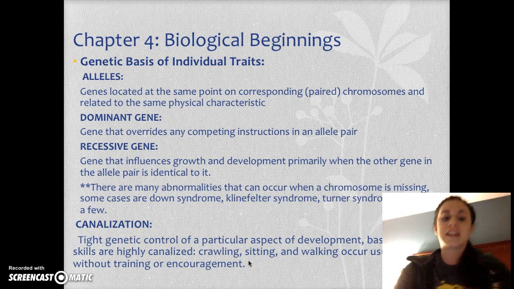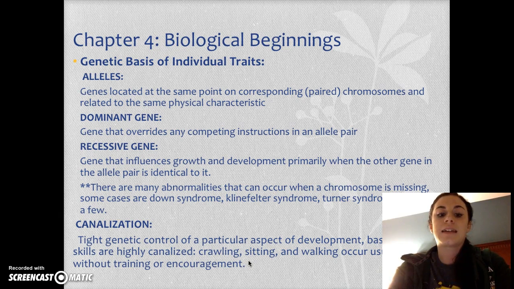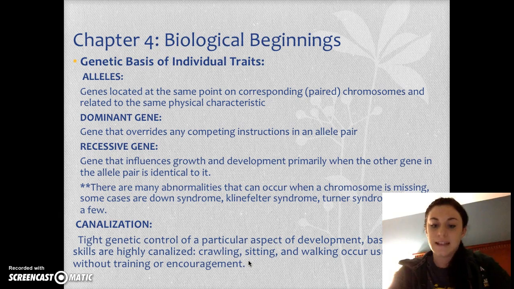Canalization is tight genetic control of a particular aspect of development. Basic motor skills are highly canalized. Crawling, sitting, and walking usually occur without training or encouragement.